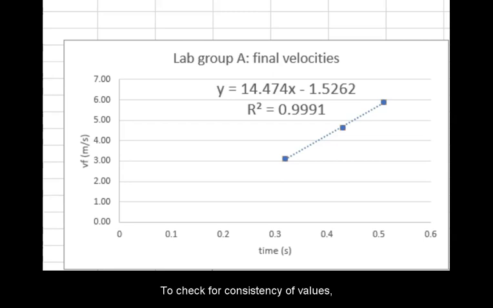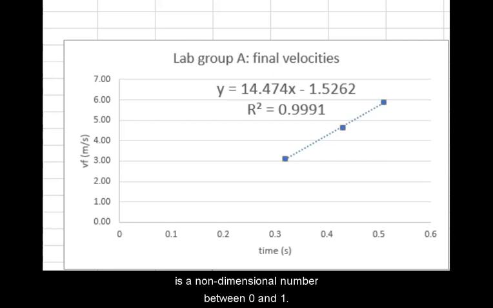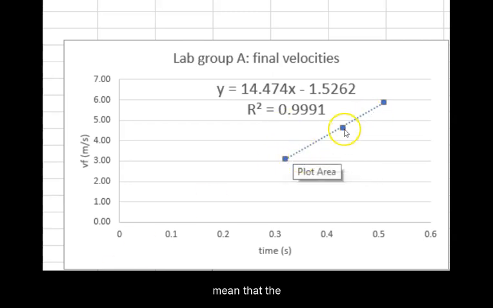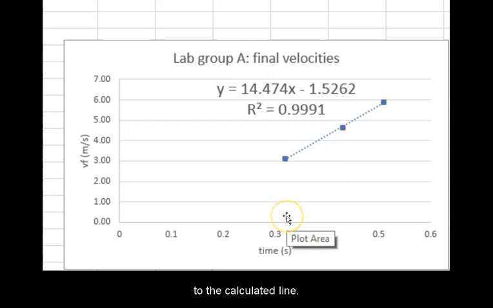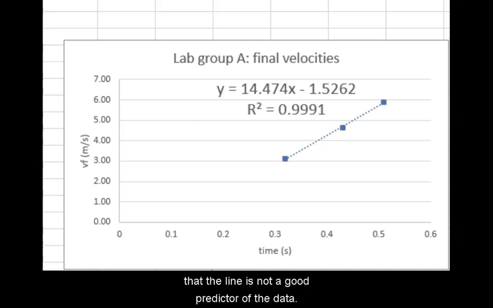To check for consistency of values, your spreadsheet can calculate an R squared value for you. This is similar in concept to standard deviation, but its value is a non-dimensional number between 0 and 1. Values close to 1 mean that the data points are relatively a good fit to the calculated line. Values close to zero mean that the line is not a good predictor of the data.